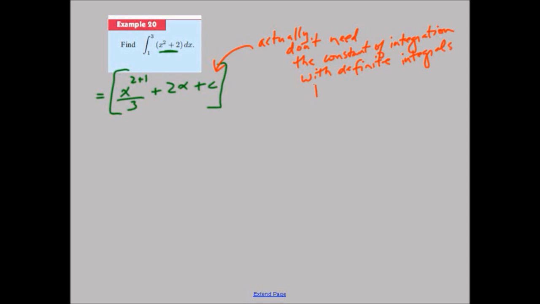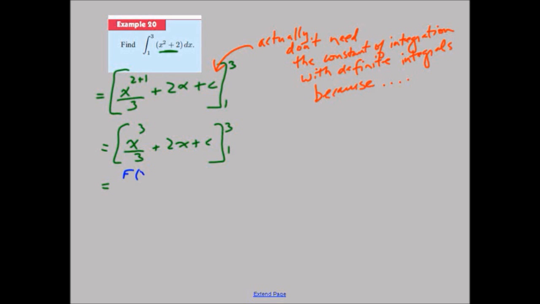And maybe you can figure it out yourself, because we'll come back to that in a second. So we need to use this notation. We've got 1 and 3 here. So this means that I'm going to now substitute in 1 and 3 for x. But first I want to simplify. So x cubed over 3 plus 2x plus c, from 1 to 3. Now remember, we have to substitute in the 3 and then subtract that from substituting in the 1.